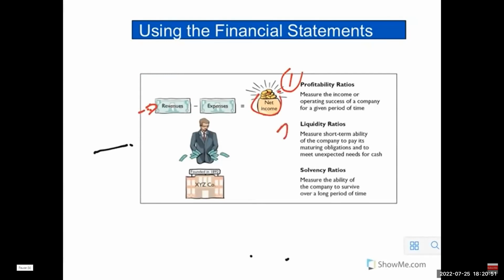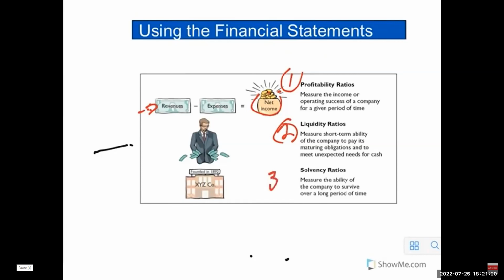Then there are the liquidity ratios. These answer the question, what short-term ability does this firm have to pay its obligations? And that, of course, is the liquidity. We look at the current assets and we relate them to the current liabilities. The current assets being what we have in cash or near cash to pay our current liabilities, our accounts payable, our salaries payable, and so on.